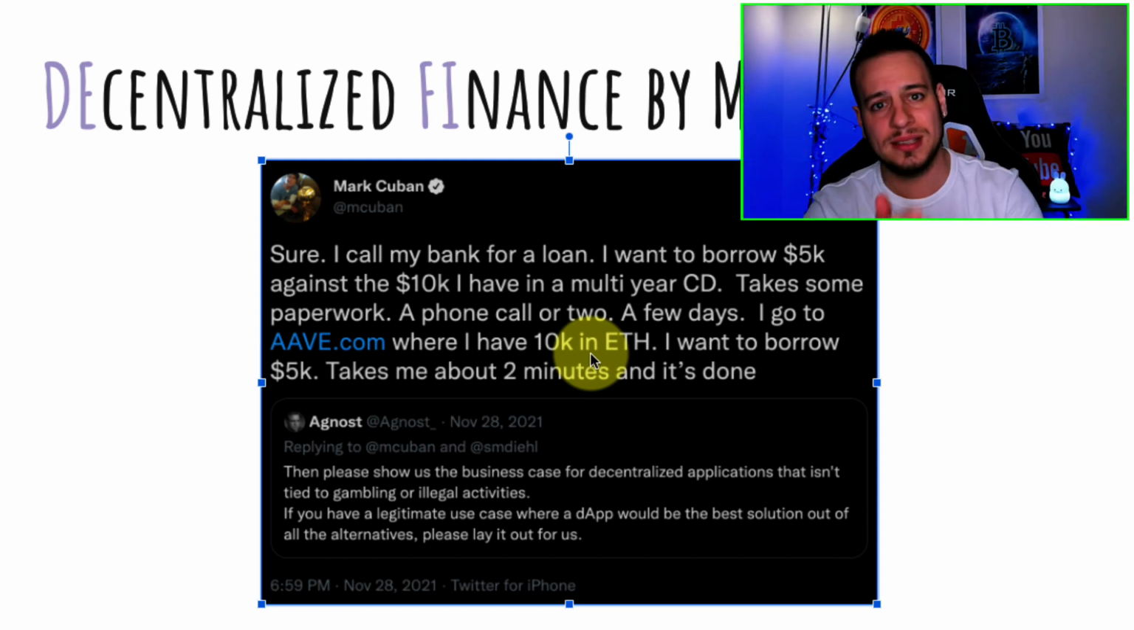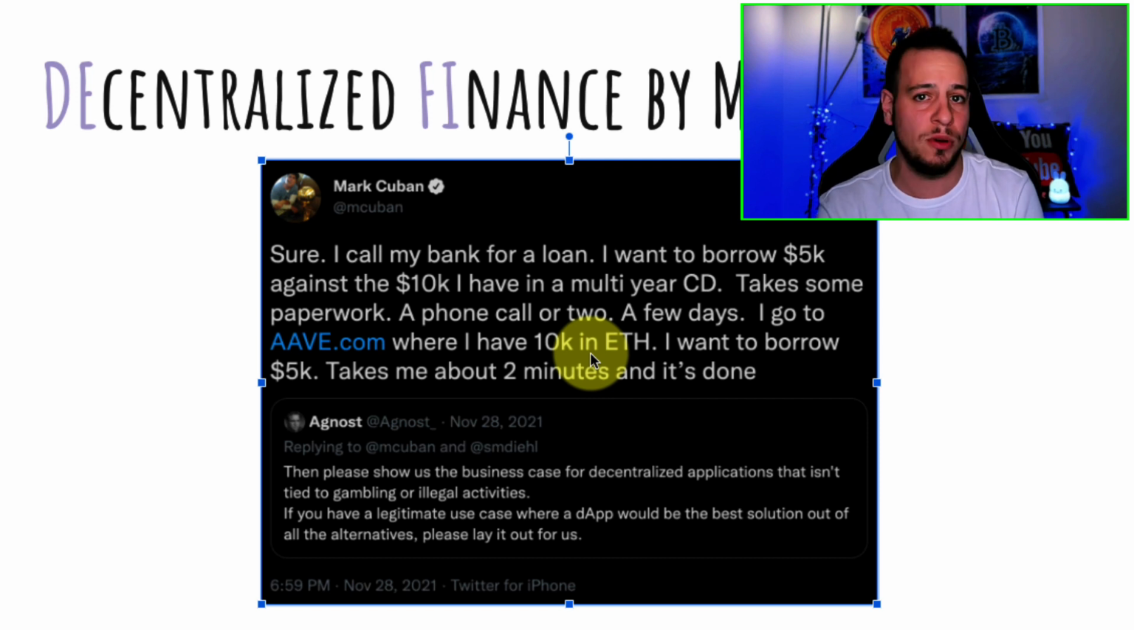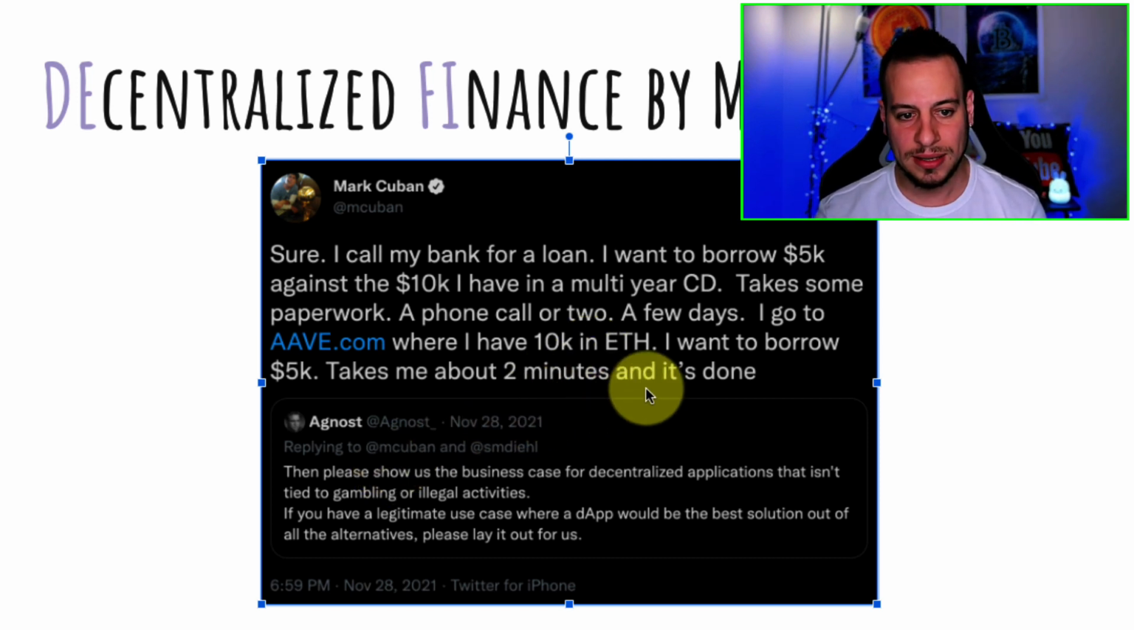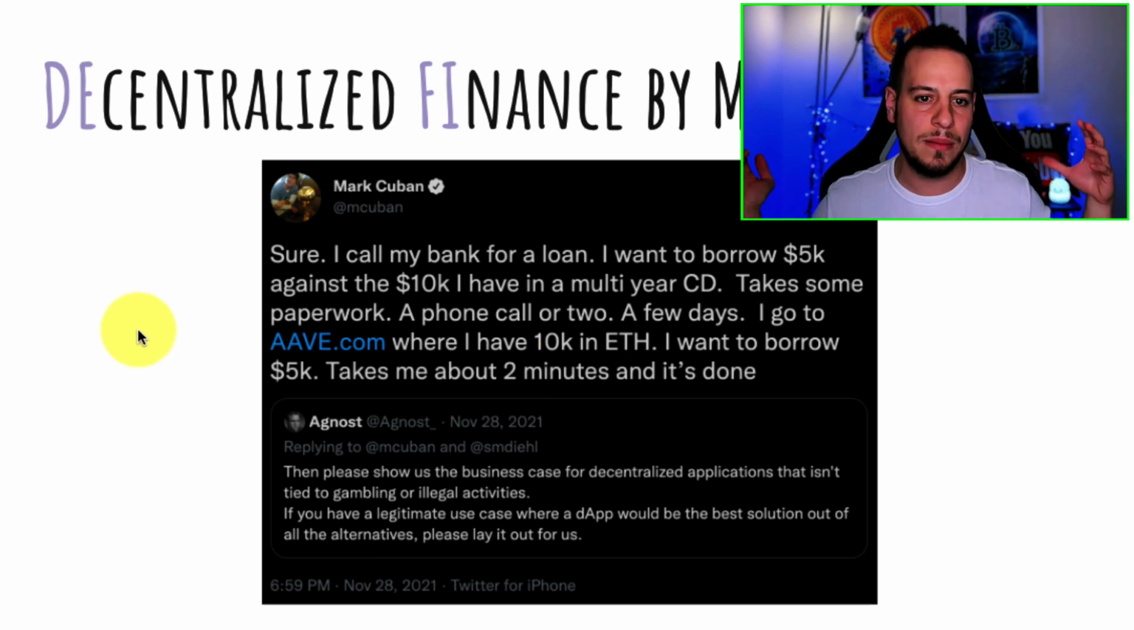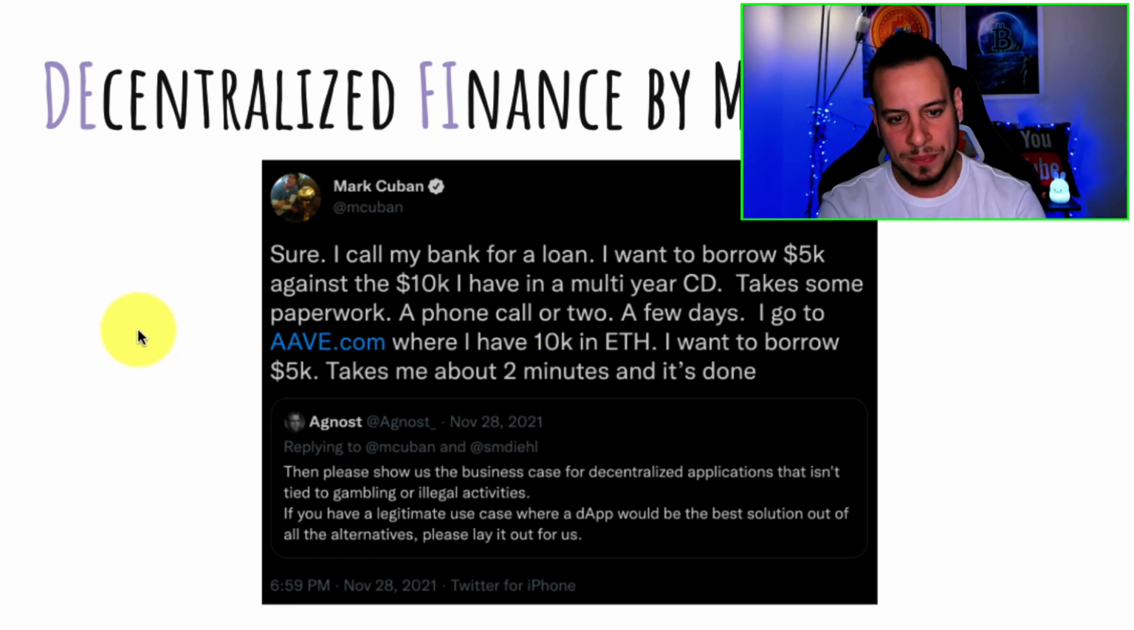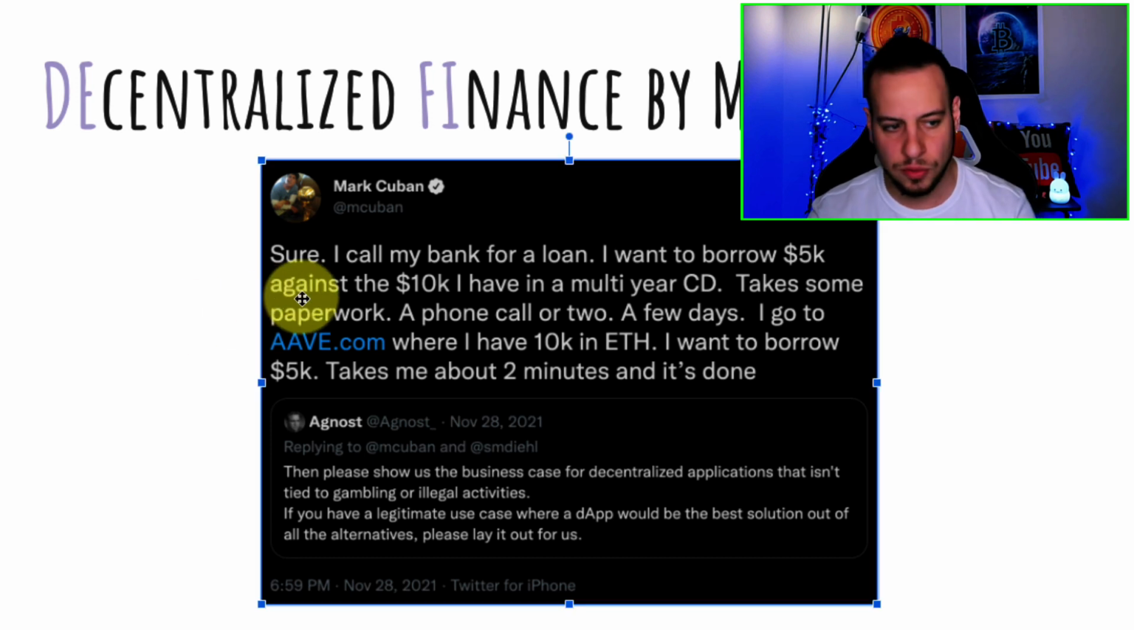You just click a button, send a transaction from your wallet to the blockchain, and you can borrow against your Ether USDT. And this is Mark Cuban, one of the biggest and most important investors of all time, and he's loving DeFi and he's doing DeFi.